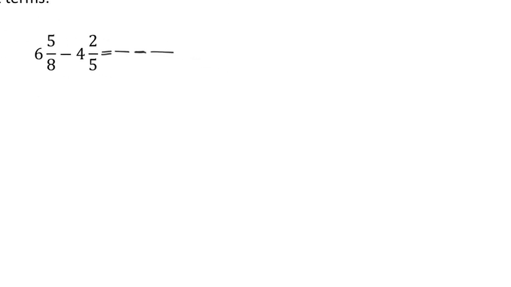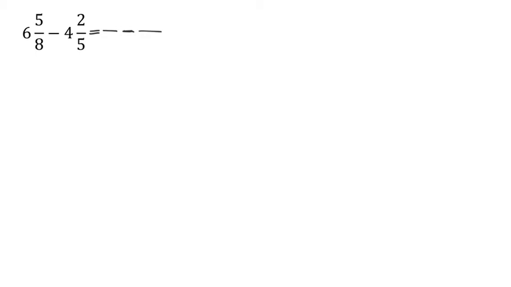Let's see if I can do this right this time. We're not changing the denominators, right? So the first denominator is still going to be 8, and then the second denominator is still going to be 5. No problem. But let's go ahead and use the cycle method on 6 and 5/8 right here.